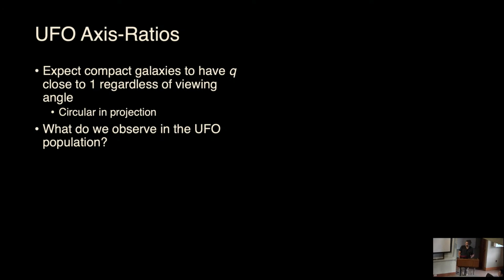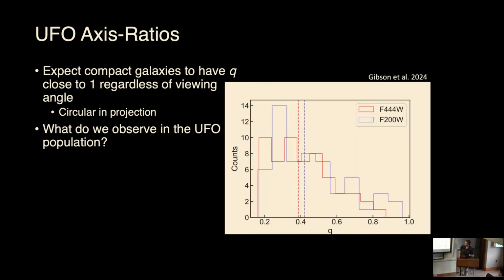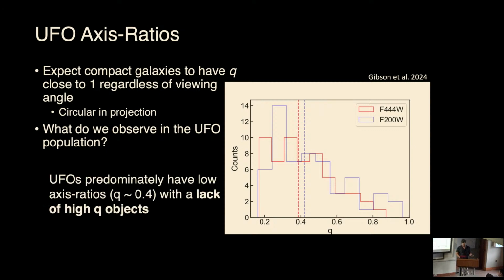Turning to their axis ratios, for a compact galaxy, you would expect it to pretty much look like a circle anywhere you look, regardless of your viewing angle. But what we see is that there's a distinct lack of circular projected axis ratios, and they tend to be more skewed towards the 0.4 range, which is interesting. So it's unclear from these two quantities alone whether they're disks or something else.